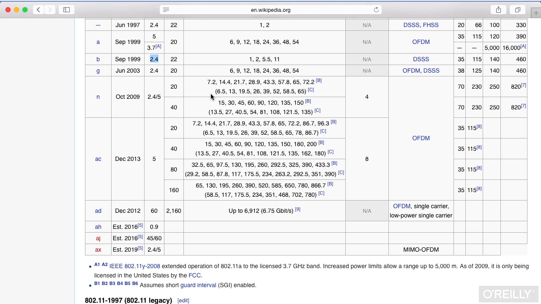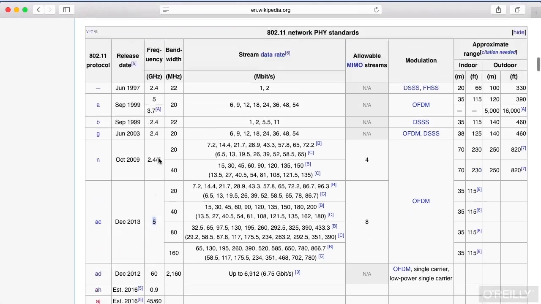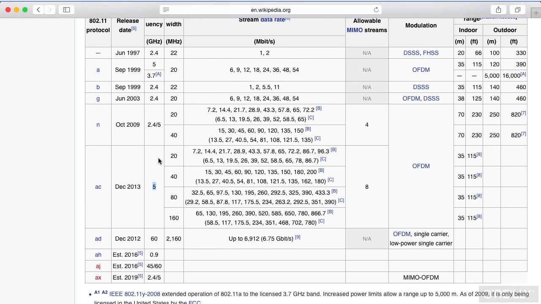Now, in December of 2013, we've got 802.11ac, and that is on the 5 gigahertz frequency. And you can see that we've got much higher bandwidth and much higher data rate capabilities. With 802.11ac, we can support 780 megabits per second. So we're really closing in on the gigabit range for our wireless networks.